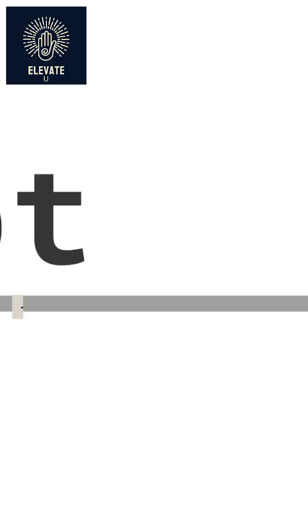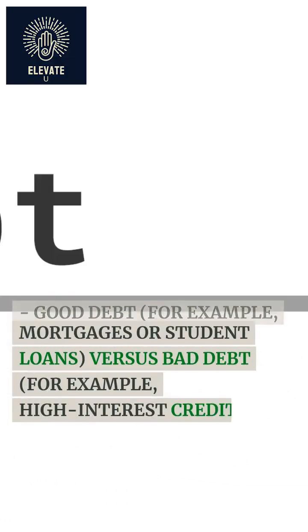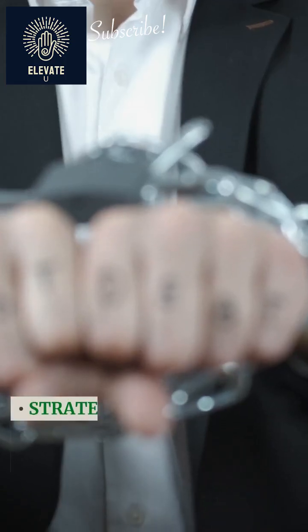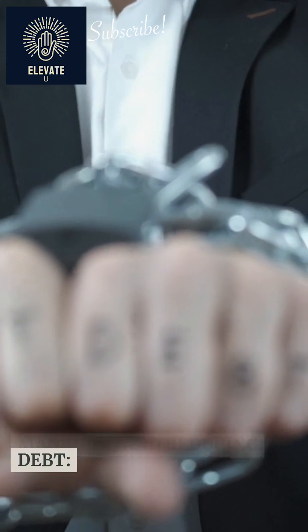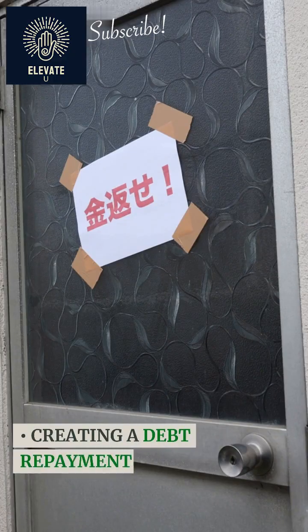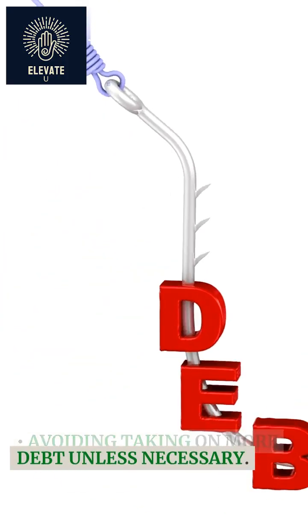managing debt. Different types of debt: good debt, for example, mortgages or student loans, versus bad debt, for example, high-interest credit card debt. Strategies for managing and reducing debt: prioritizing high-interest debt, creating a debt repayment plan, avoiding taking on more debt unless necessary.